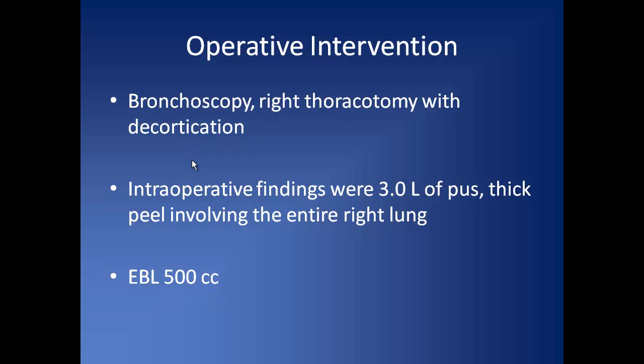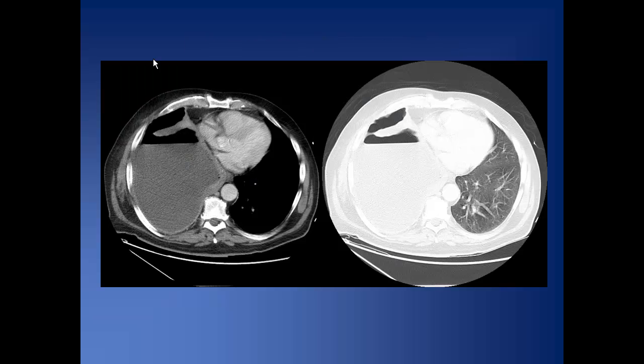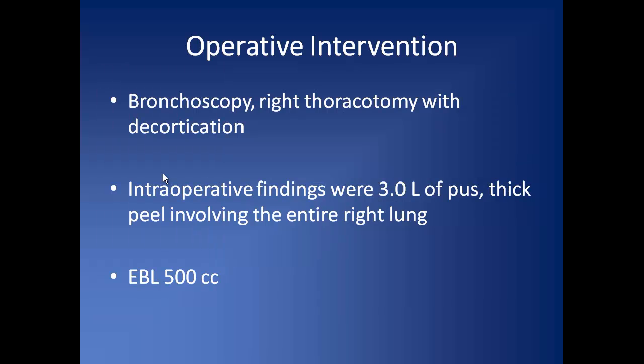We found 3 liters of pus in his chest and a thick peel involving the entire right lung. His EBL was 500 cc's. The reason why I knew that I could not do this thoracoscopically was because of this rind that was formed in the air fluid level. So I did not putz around with a thoracoscopy. I did not put a chest tube in. I knew this had been going on for at least 4 weeks, and this required an extensive procedure.